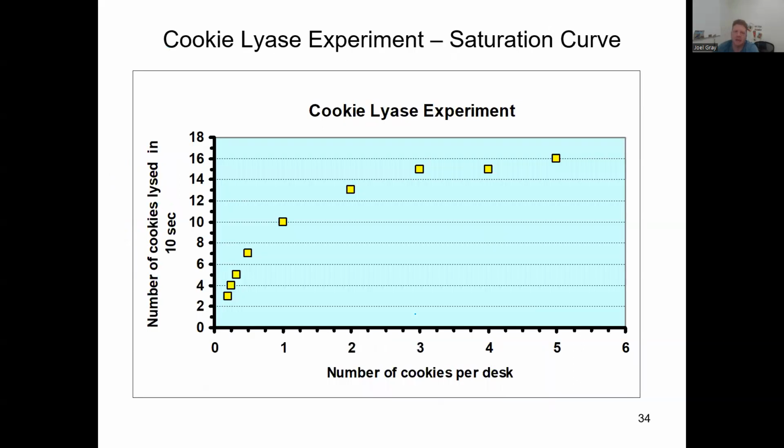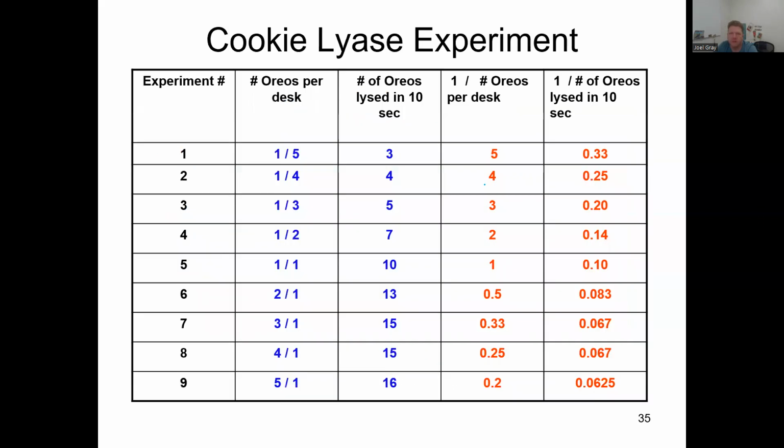You could take that same data and come up with a graph that looks like this. The y-axis is our velocity, our number of Oreos lysed in 10 seconds, versus the x-axis, which is the number of cookies per desk. As we increase the number of cookies at each desk, the velocity or the rate didn't really escalate. Sure, it went up, but not nearly as much as initially. And so we would see this plateau effect.